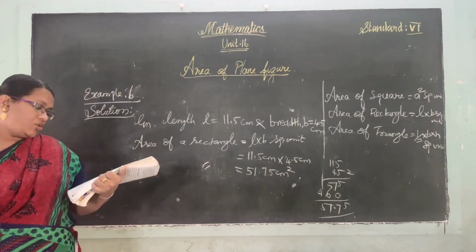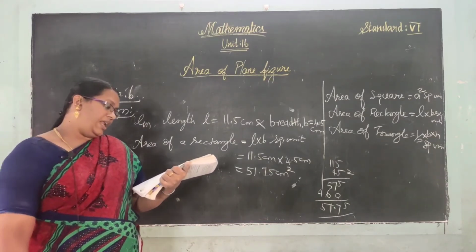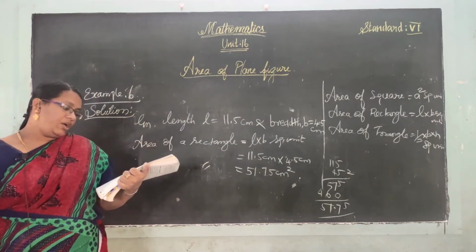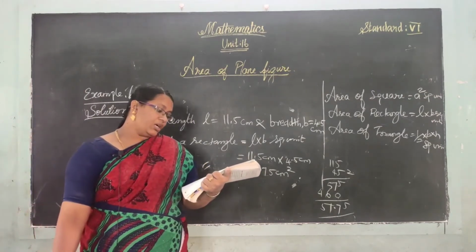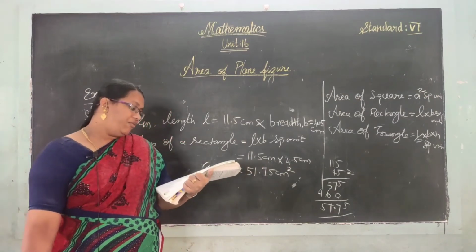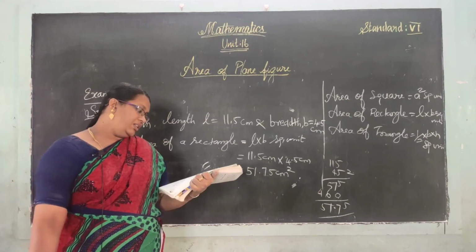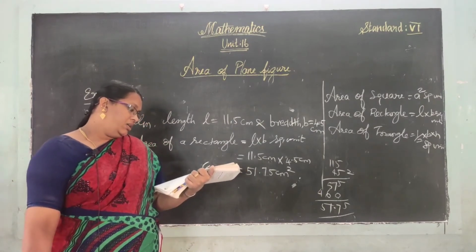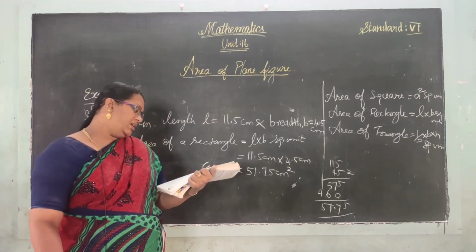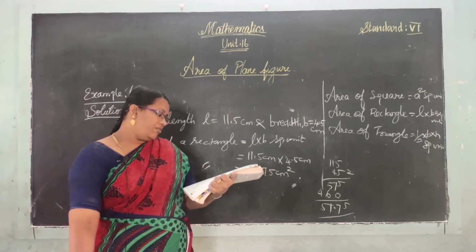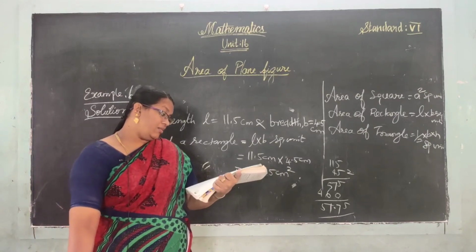See the next one, example 7. The side of the square plot of land is 45 meter. Okay, the square side is given as 45 meter. Find the cost of leveling the plot. The rate is rupees 3 rupees 50 paise per square meter.